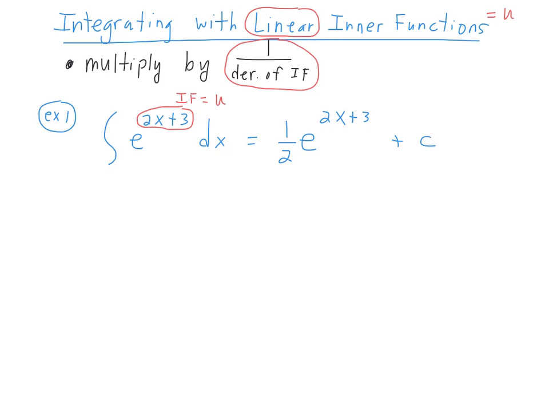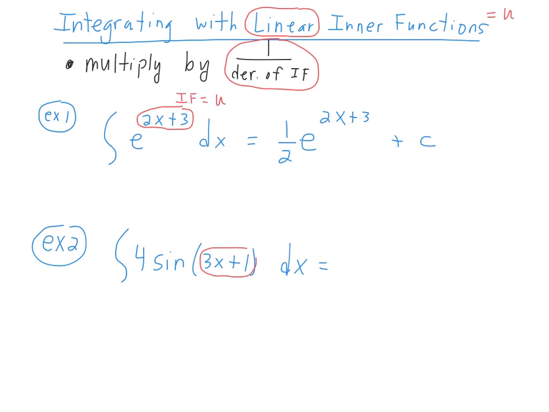Let's look at another example. Okay, here we go. So this time, notice that the inner function, the inside of what you're given, is 3x plus 1. And we're going to call that u, or just IF, just to make it clear that that's the inner function. So this 4 that we see in front, recall that one of the properties we said of integrals is we can take that 4 and put it out in front of the integral. In other words, just carry it along.